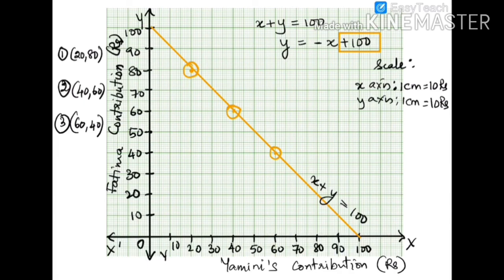Similarly, if I represent the same equation as X in terms of Y, it will be X equal to minus Y plus 100. Then this constant represents the distance from the origin of the point where the graph cuts the x-axis. These numbers are called as intercepts. So this is the y-intercept and this is the x-intercept.